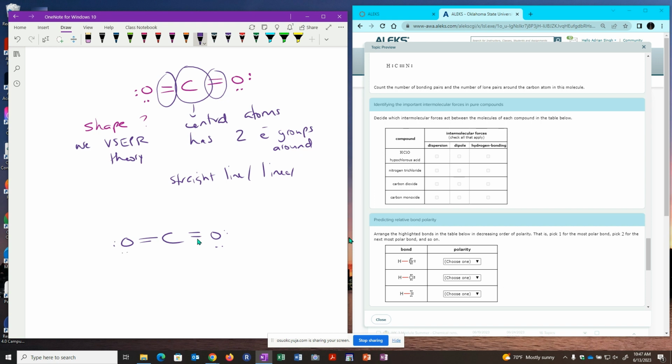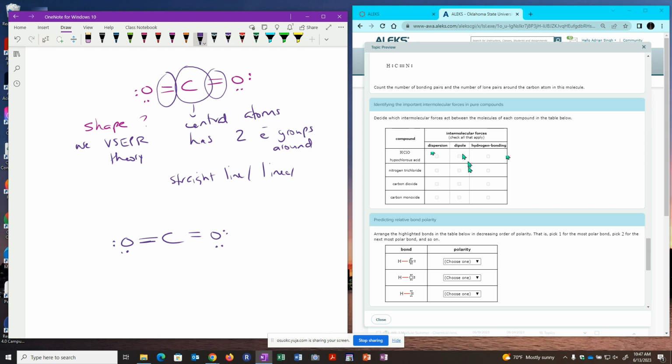That's going to look like that. Okay, the shape is important because when we look now at the intermolecular forces, we need to decide which ones are going to be present. And we have 3 options. We have dispersion forces, dipole-dipole forces, and hydrogen bonding.